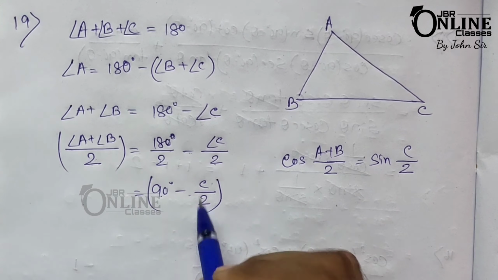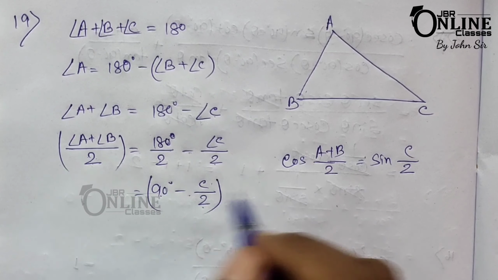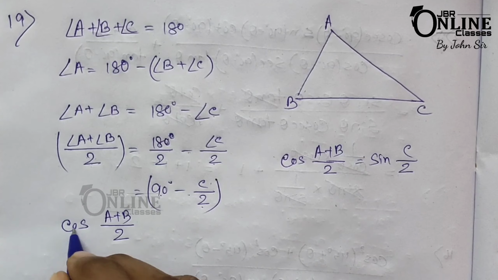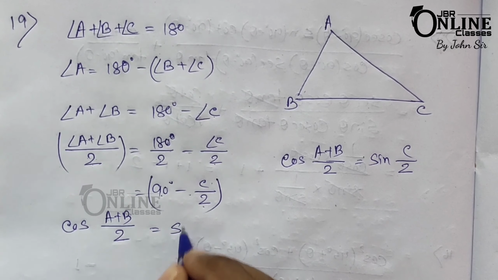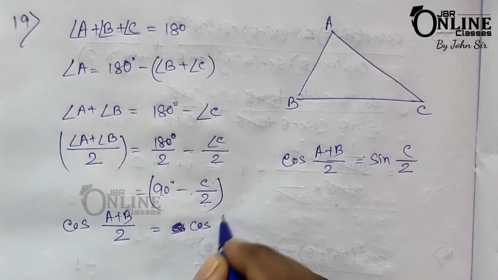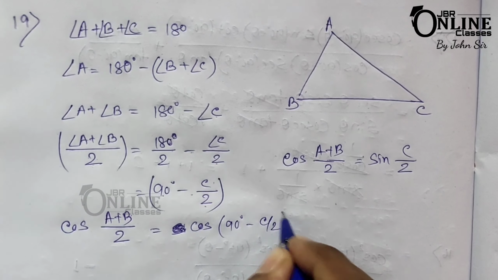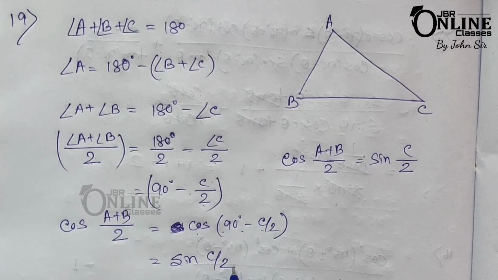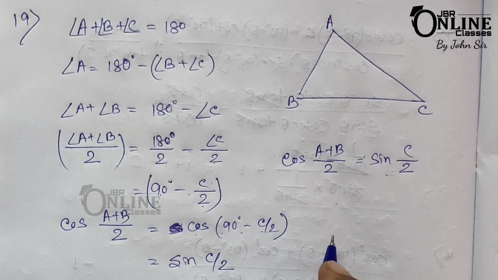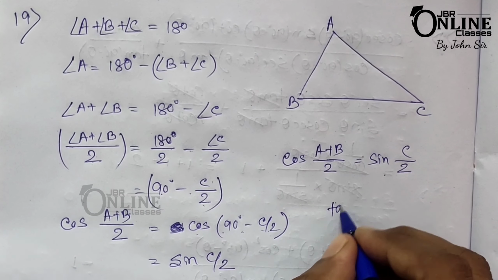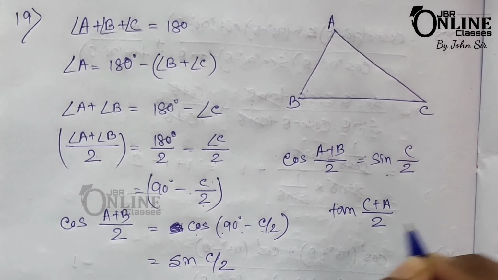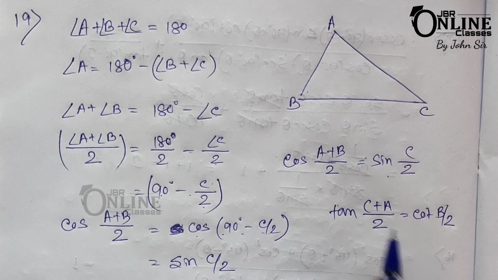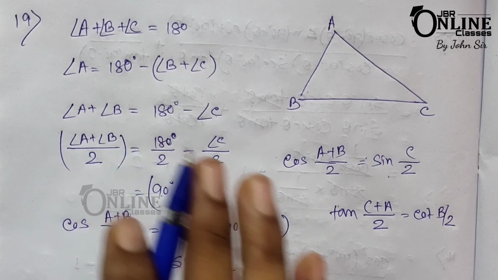Now if you add cos on both sides, the left hand side will be cos A plus B by 2 and the right hand side will be cos 90 minus C by 2. Now the formula of cos 90 minus C by 2 becomes sin C by 2. So it's proved. Now the next one, tan C plus A by 2 equals cot B by 2. I hope you can solve this problem by using the same method.